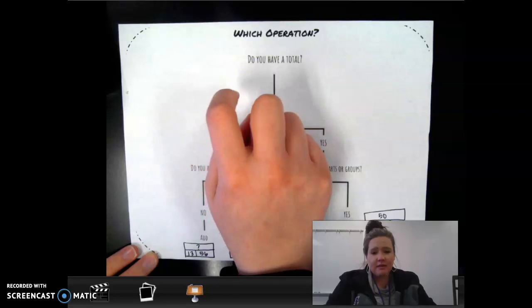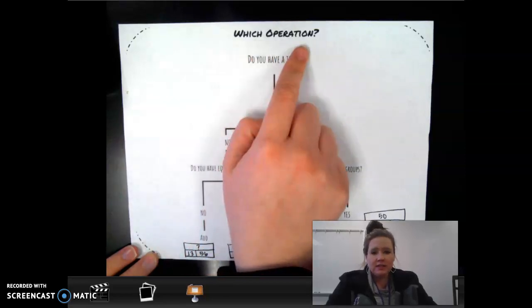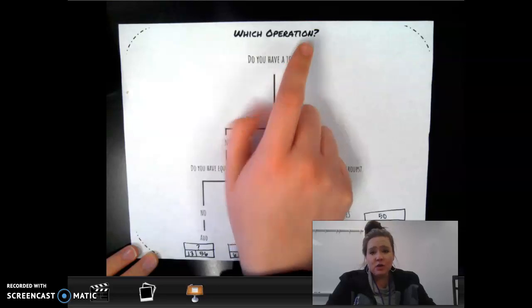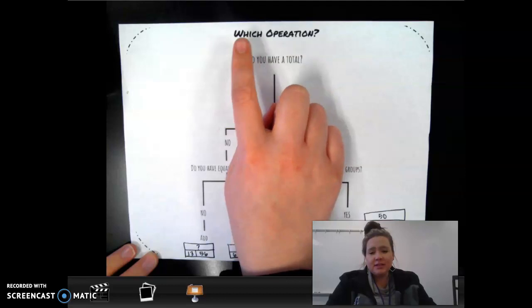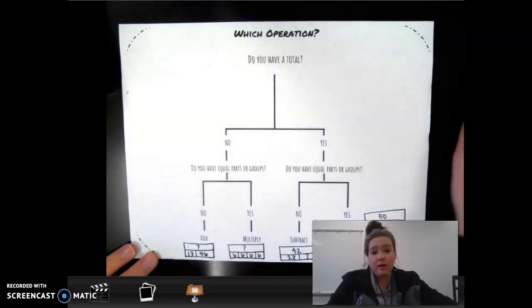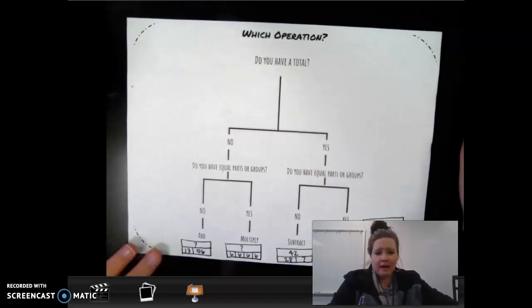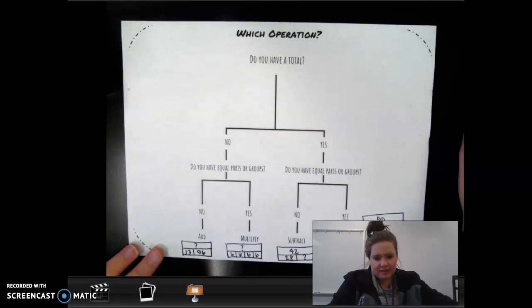So if I say grab your which operation chart or get the which operation chart out, I'm going to post a screenshot of this in this lesson, but I'm also going to post this under your resources tab so you can have it whenever you want. And if you want a copy of this, just send me a message or an email and I will send you one, and maybe you guys can print it at home if you have that capability, okay? But I am going to make it available virtually if you don't have the capability of printing it, okay?